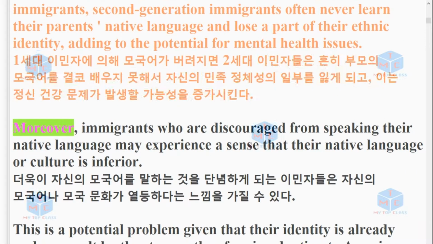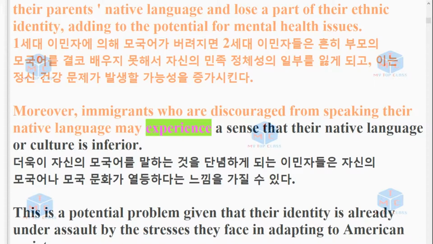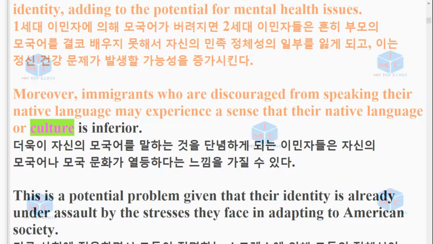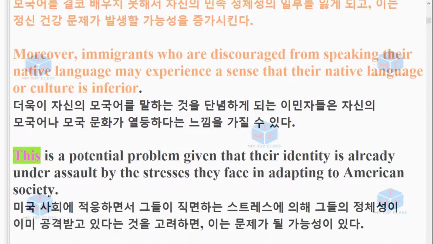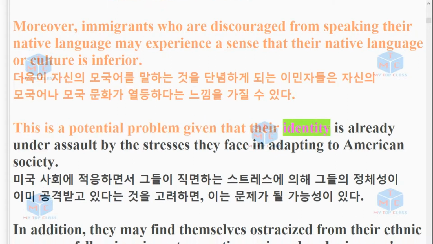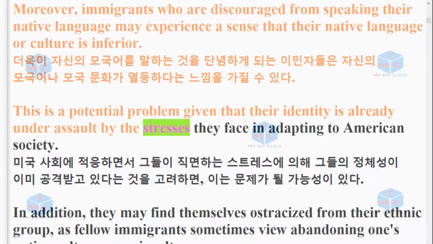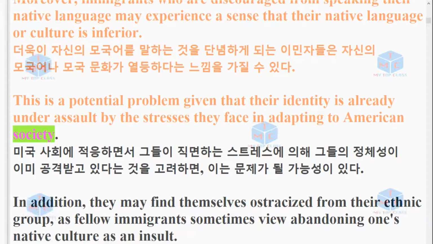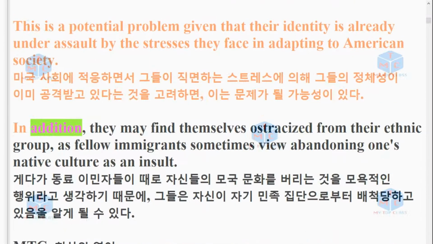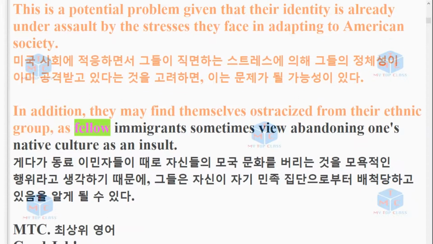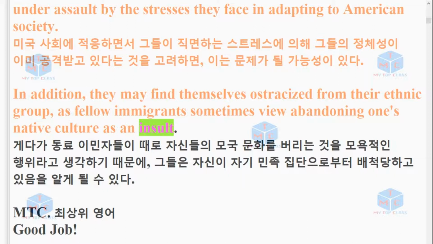Moreover, immigrants who are discouraged from speaking their native language may experience a sense that their native language or culture is inferior. This is a potential problem given that their identity is already under assault by the stresses they face in adapting to American society. In addition, they may find themselves ostracized from their ethnic group, as fellow immigrants sometimes view abandoning one's native culture as an insult.